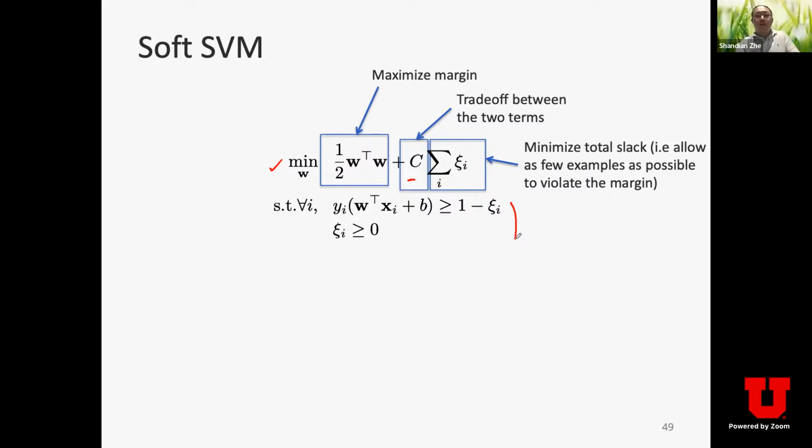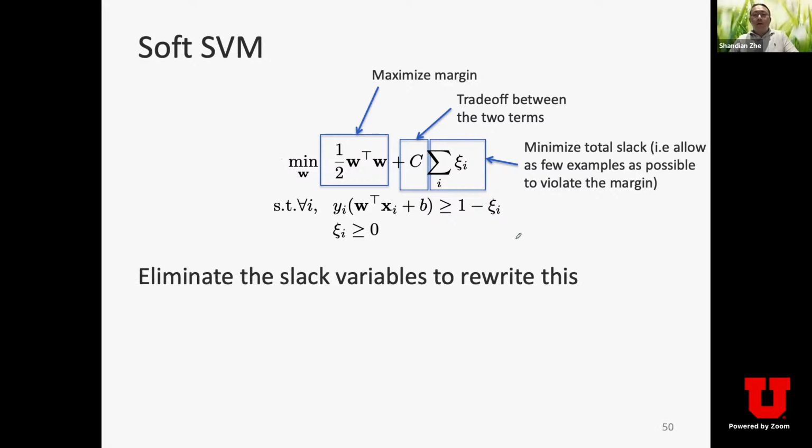That is, we want to eliminate the slack variables. How do we eliminate them? If we look at every training example i, the corresponding slack variable ξi must be non-negative and must be no less than 1 minus the function margin. So we know that ξi must be no less than the maximum of these two. You need to satisfy both constraints simultaneously, which means it must be no less than the maximum of these two lower bounds.